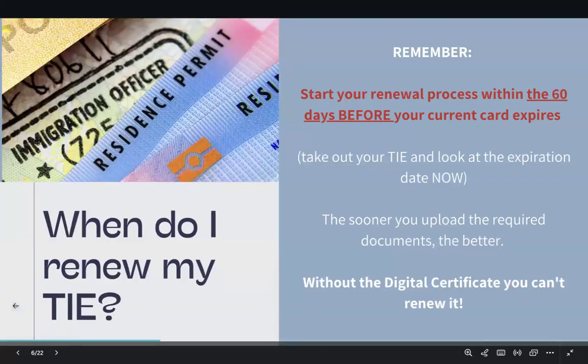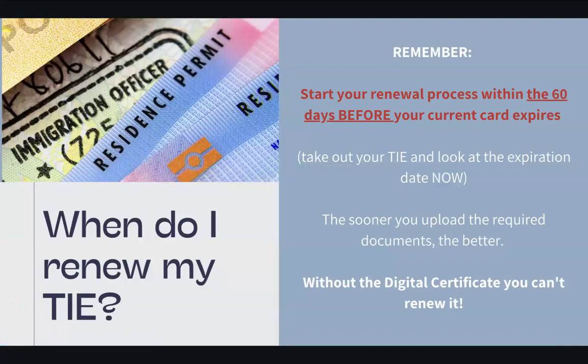So remember, when do I start to renew my TIA? You can start your renewal process within the 60 days before your current card expires or 90 days after your card expires. So if you have your cards with you now, take out your TIA and look at the expiration date. If it's the 31st of August or earlier of this year, that means that you have to renew your card. And without the digital certificate, you cannot renew your TIA.